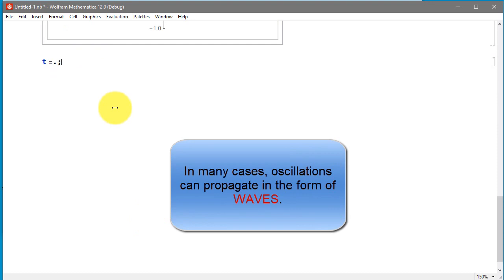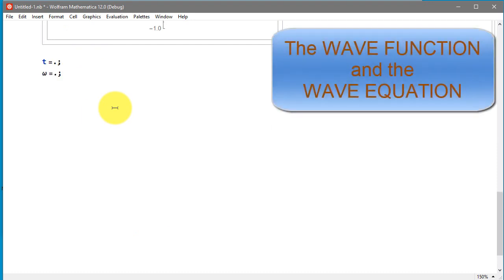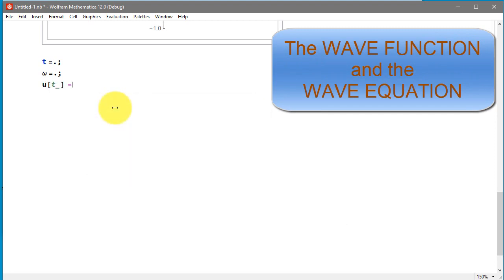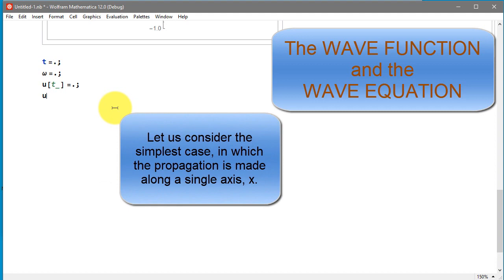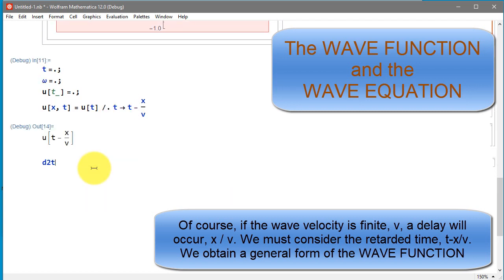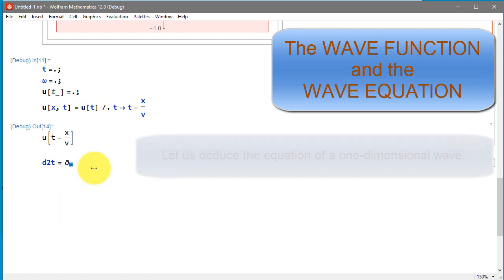In many cases, oscillations can propagate in the form of waves. First, let's clear the previous variables. Let us consider the simplest case in which the propagation is made along a single axis, x. Of course, if the wave velocity is finite, v, a delay will occur, x over v. We must consider the retarded time, t minus x over v. We obtain a general form of the wave function.